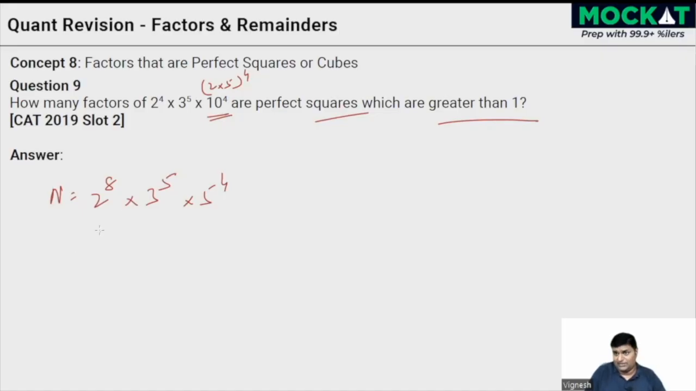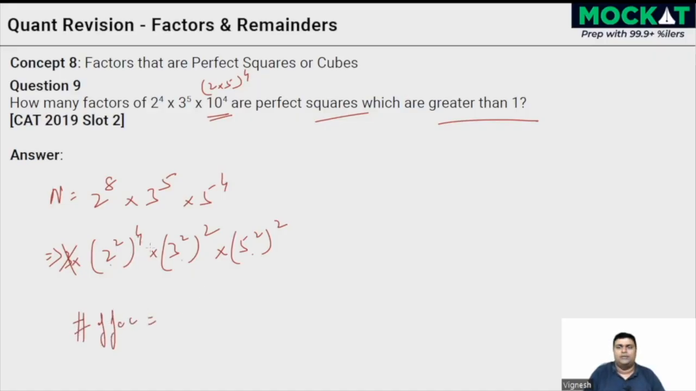Now if you want to write this as perfect squares, what are the perfect squares going to be? 2 to the power 4, 3 to the power 2, 5 to the power 2, right? The extra 3 we can write separately or ignore it, doesn't matter. Once we have written it in the prime power format, the number of factors over here is going to be what? Power plus 1: 5 into 3 into 3. And that's 5 into 9, 45.